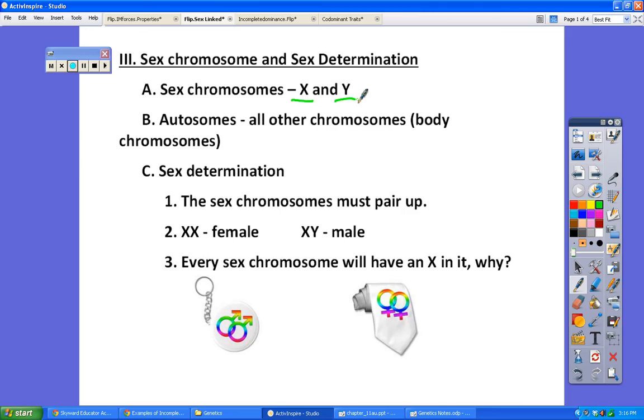They're pair number 23 in humans. All of our body's cells have these. Sex chromosomes always pair up. XX is female, XY is male. So every cell will always have an X chromosome in it because it at least is female or male, so they always have an X chromosome.